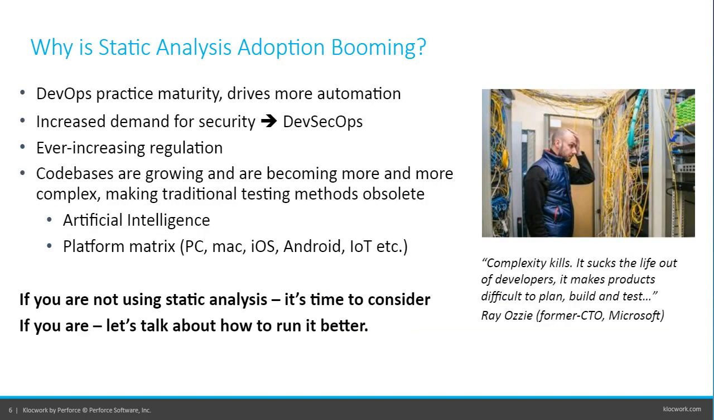Static analysis adoption is booming these days, and there's a number of reasons for this. One of them, of course, is this idea of DevOps automation, where just maturity around the software development process itself is driving that automation and constant checking. For example, with the idea of DevSecOps, trying to increase our security within the entire development cycle, this is something we can automate using static analysis as part of that cycle with every commit and every change that we're making in that process. So that's one obvious place.